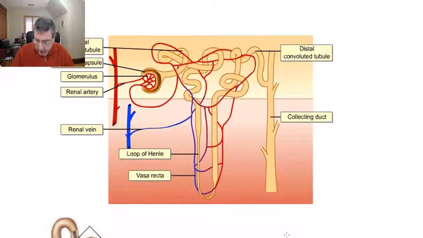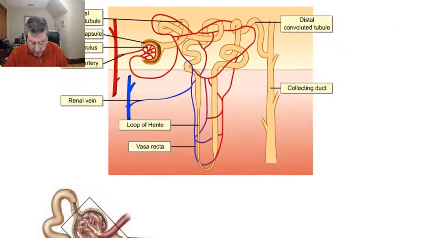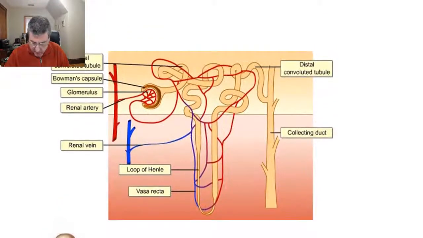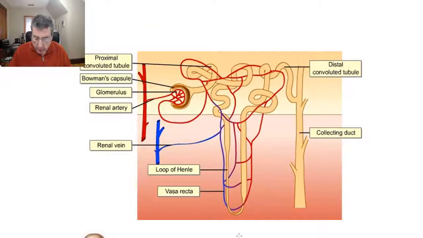Now let's look at something else on this one. So now let's look at more of the microscopic or functional anatomy of the kidney. The functional unit of the kidney is the nephron, and that's what we see in this picture right now. That is your nephron, and the nephron is made up of a few different regions.